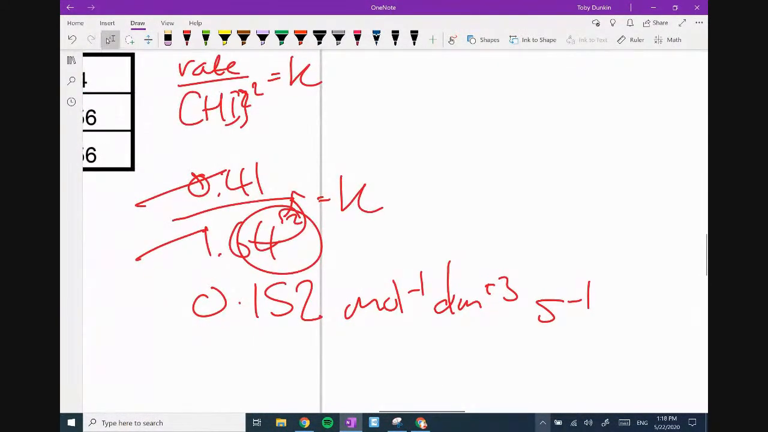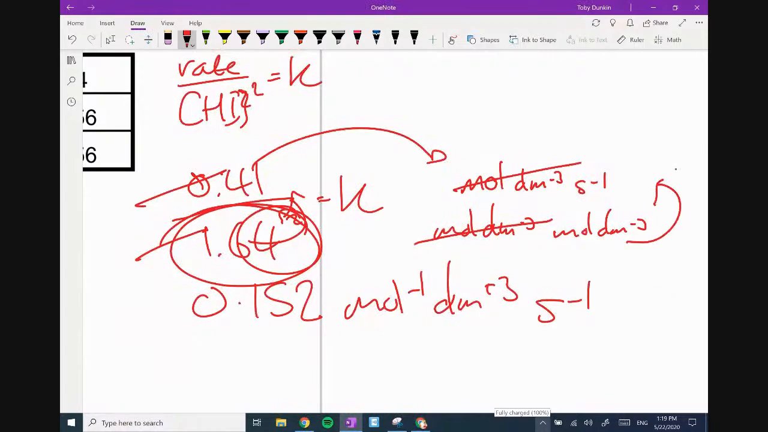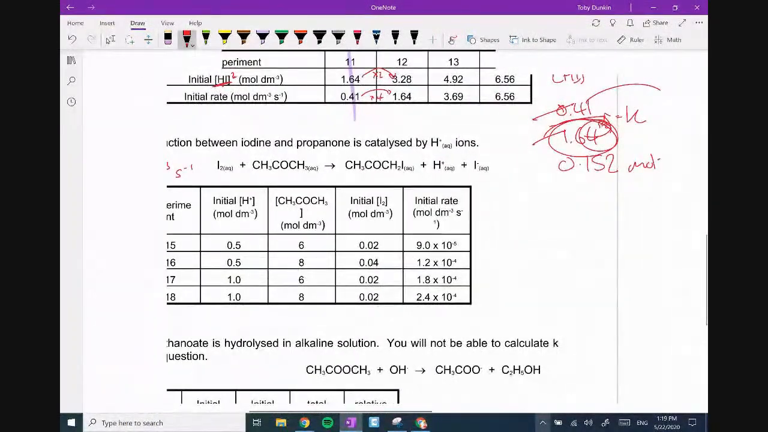Just to show you that in action, we know that the units for rate are moles per dm cubed per second. We have the HI, which is moles per dm cubed, but it's squared, so we have to write it down twice. Cancel, cancel, bring it up. That's how I'm getting them. Just reminding you.